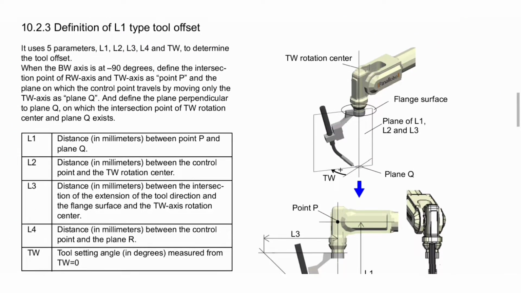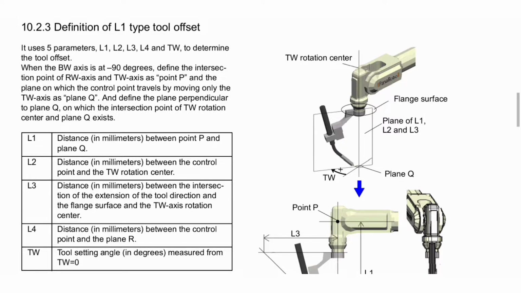Now next is the definition of L1 type tool offset. It uses 5 parameters, L1, L2, L3, L4 and TW, to determine the tool offset. When the BW axis is at minus 90 degrees, define the intersection point of the RW axis and TW axis as point P, and the plane on which the control point travels by moving only the TW axis as plane Q, and define the plane perpendicular to plane Q on which the intersection point of the TW rotation center and plane Q exists. L1: distance in millimeters between point P and plane Q.